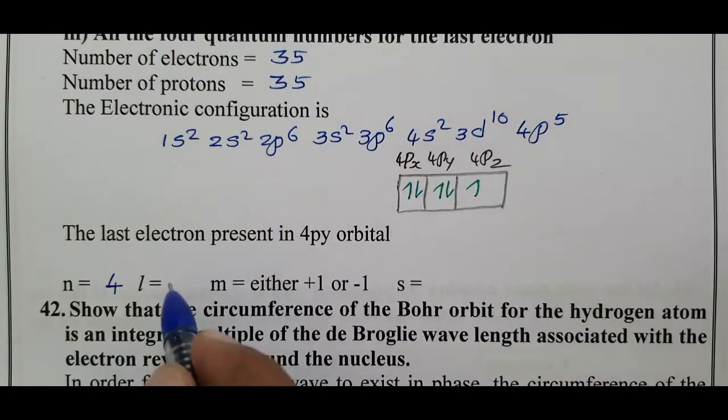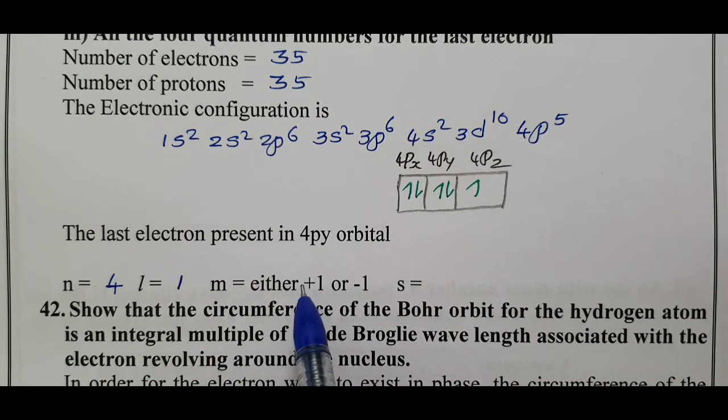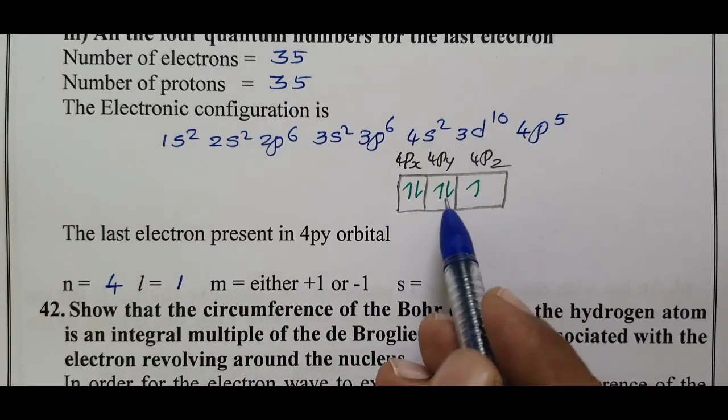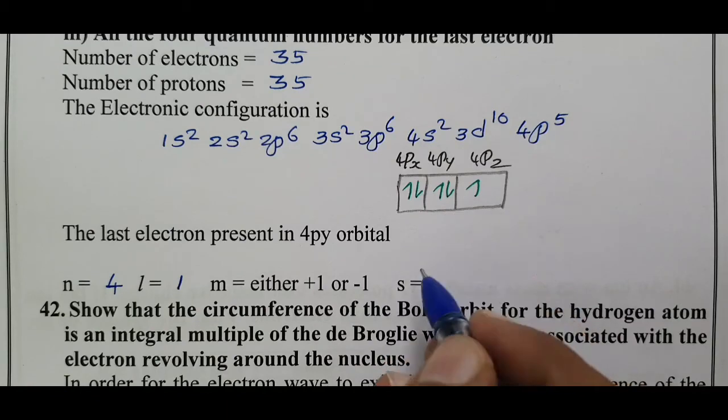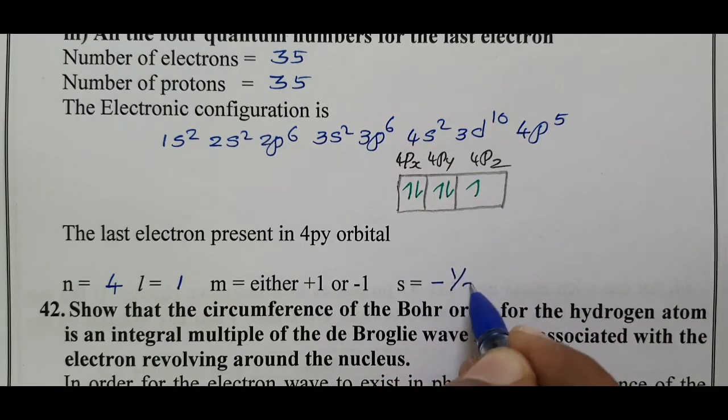l for the p orbital, l equal to 1. l equal to 1 means m has 3 values: minus 1, 0, plus 1. So either plus 1 or minus 1. For s, see the spin of the last electron, that is anti-clockwise, minus 1 by 2.